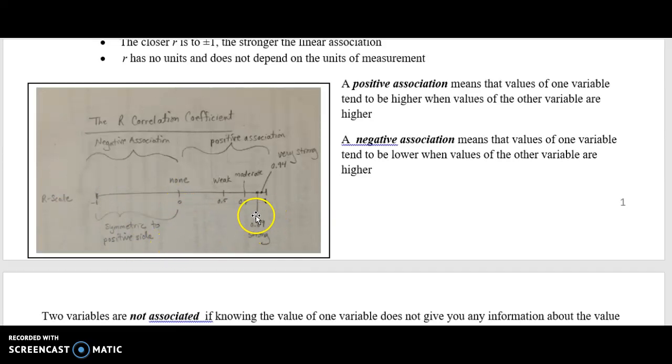So halfway between 0 and 1 is 0.5. If your R correlation coefficient is 0.5, you have some weak association between your two quantitative variables. At 0.7, you have some moderate association. So I gave you a number like between 0.7 and 1. I gave you a number like 0.89. We'd say that is strong association, strong positive association. And something really close to 1, like 0.94, we'd call very strong association.